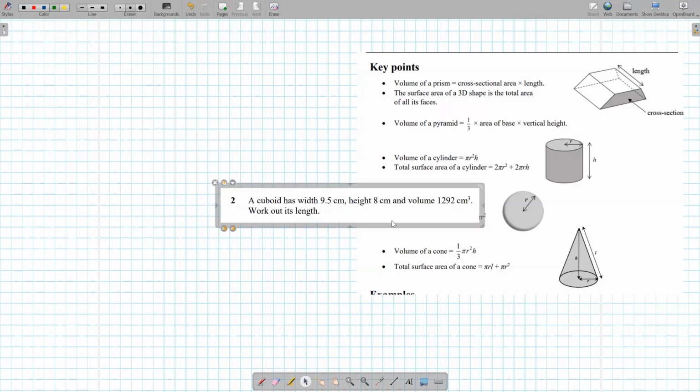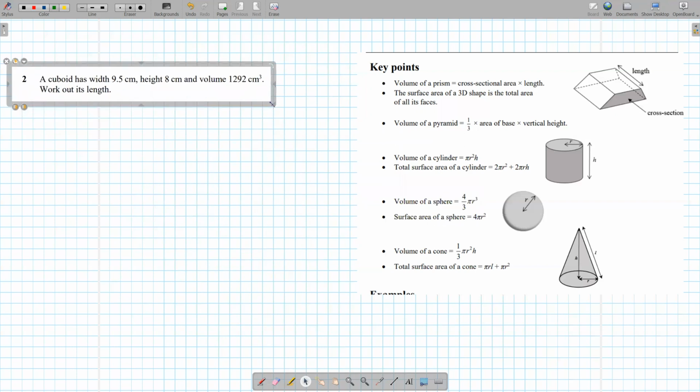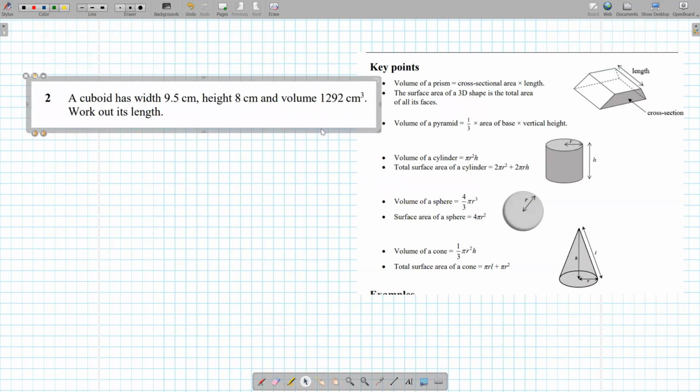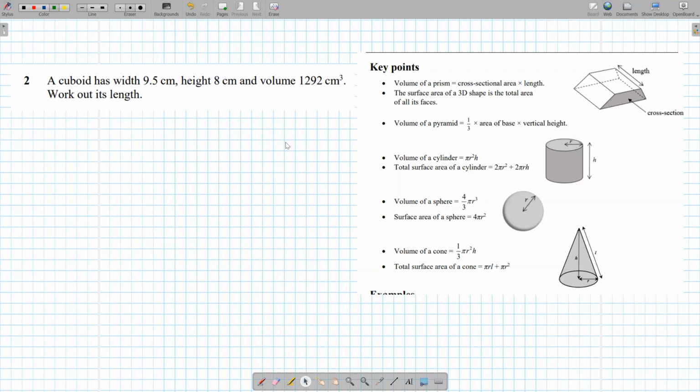Cuboid is just another word for a rectangular prism. It's not a cube, it's a cuboid. So they've given us the width, the height, and the volume. The question is, what is its length? Any ideas on how we would approach this?